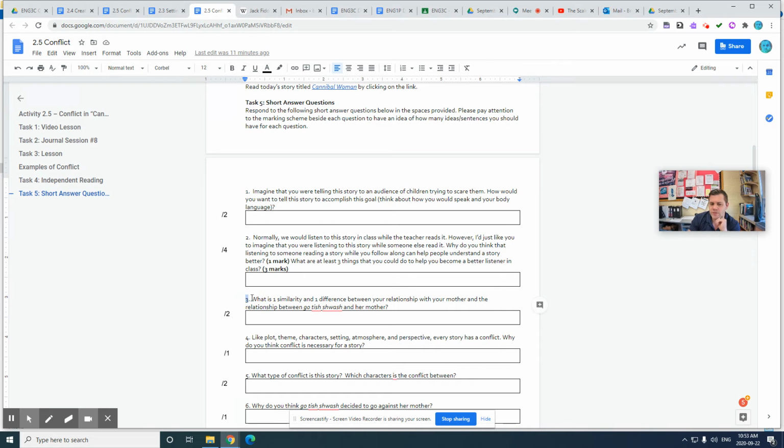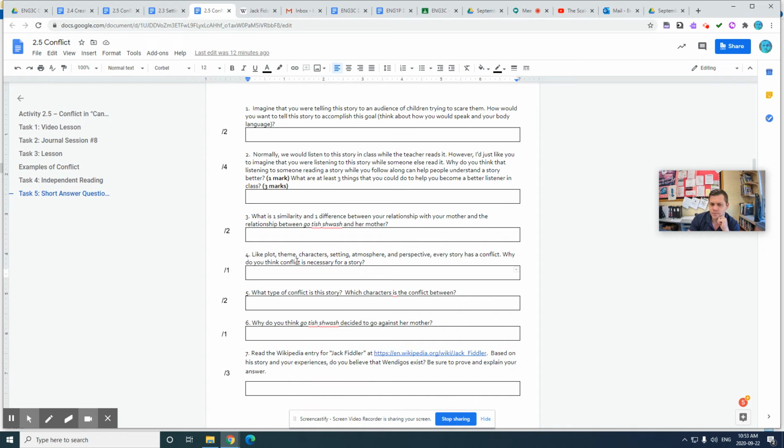Question 3, what is one similarity and one difference between your relationship with your mother and the relationship between Gotish Sawash, that's our main character right here, the little girl, and her mother? So as I mentioned previously, you get 2 marks for that. For question 4, every story has a conflict or a problem. Why do you think a conflict is necessary for a story? So just one sentence as to why a story needs conflict.